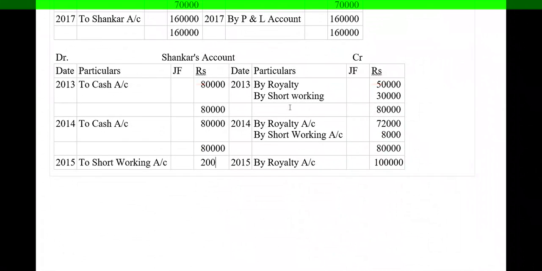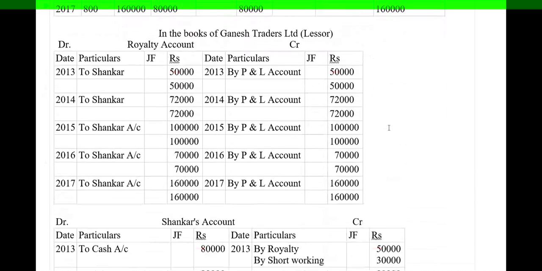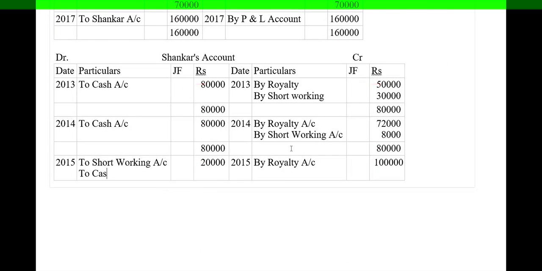So 20,000. So after recovering, the remaining will be paid. You can see in the cash column we have paid rupees 80,000 here. So to cash account, 80,000. So the total paid will be rupees 1 lakh. So here also it is 1 lakh.